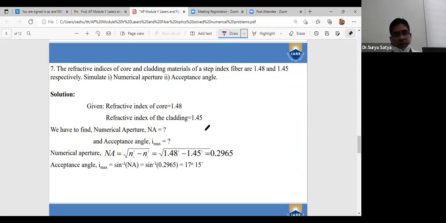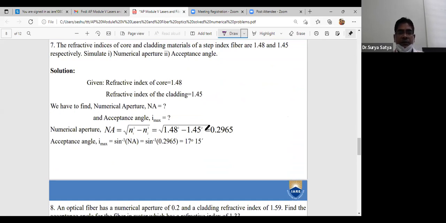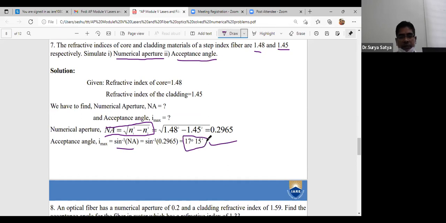So the next question is, the refractive indices of the core and cladding materials of a step index fiber are 1.48 and 1.45. Calculate the value of numerical aperture and acceptance angle. The numerical aperture is NA equal to the square root of N1 squared minus N2 squared, and the maximum acceptance angle is the sine inverse of NA. So I maximum is equal to sine inverse NA. The approximate value for the incident angle is 70 degrees 15 minutes.